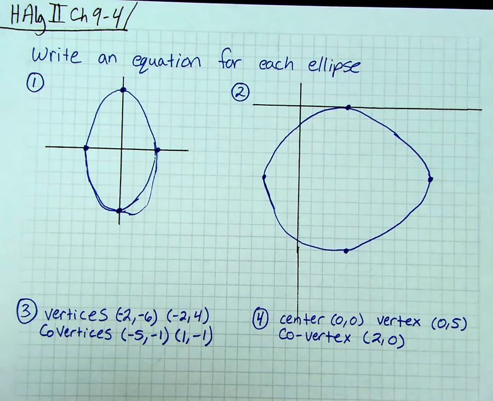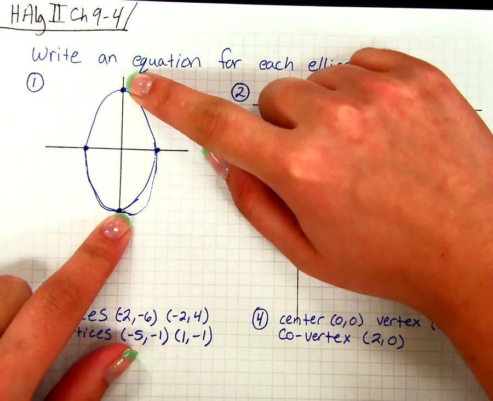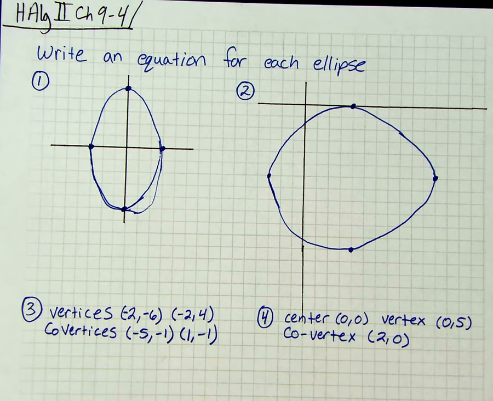To write an equation for an ellipse, we need the center, we need our a value and our b value, and we need to know which direction it's going to go. The direction is always determined by which way the ellipse is longer. This one's easy to tell. It's longer horizontally, so that means we are going to have a horizontal ellipse.